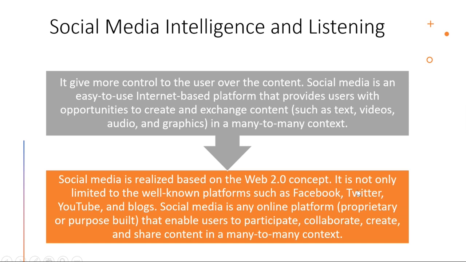Social media intelligence and listening gives more control to the user over the internet. So social media is an easy to use internet based platform that provides users with the opportunity to create and exchange content such as text, video, audio, graphics, and many-to-many context. In social media, that is Web 2.0, we have already discussed that it is a many-to-many network. So many-to-many network also means that we are having user generated content. User generated content means the user can also contribute to the content.